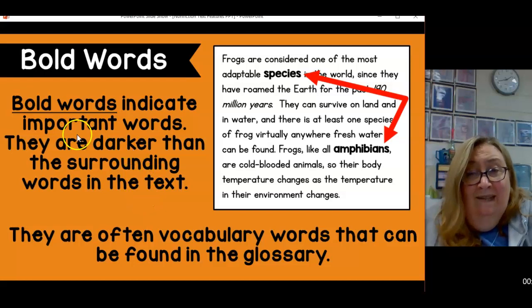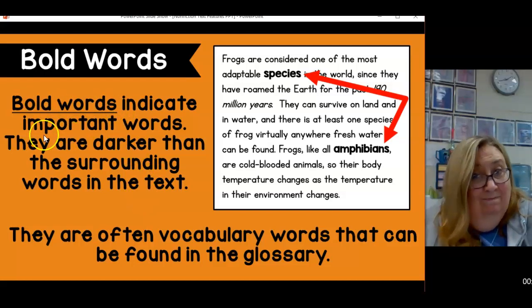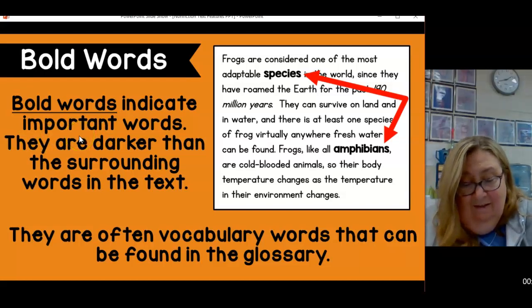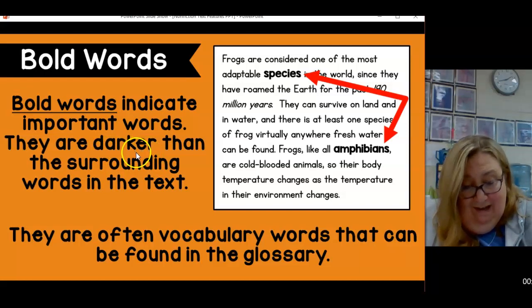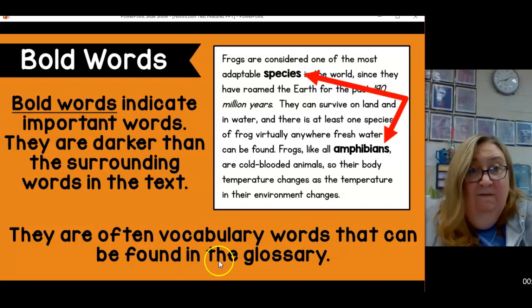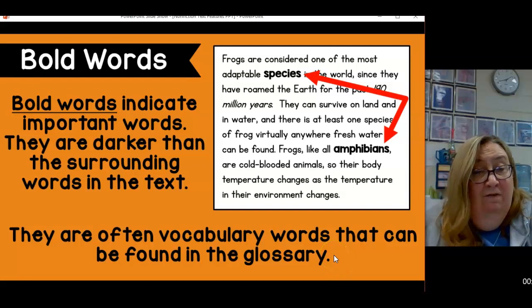All right, take a second and let's look here. Bold words indicate what kind of words? Important. They are darker than the surrounding words in the text. They are often vocabulary words that can be found in the glossary. Pause this video and go fill in the blanks on your companion today.